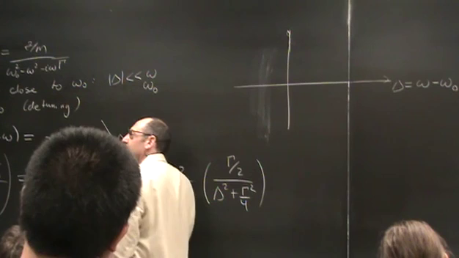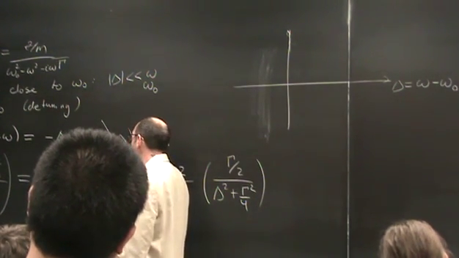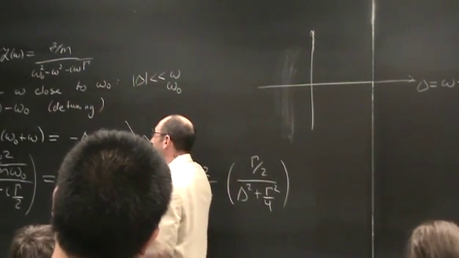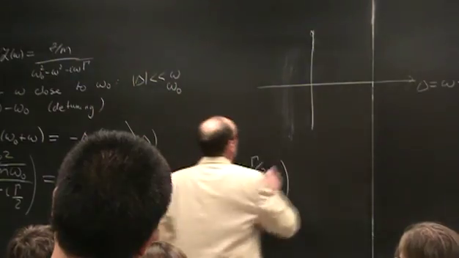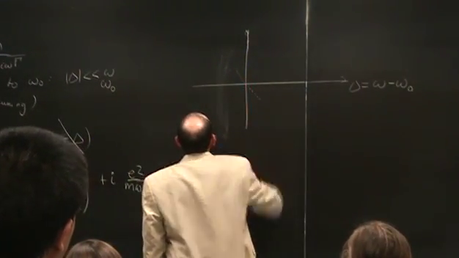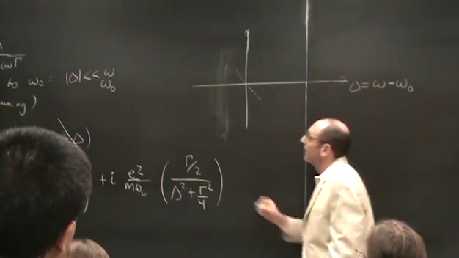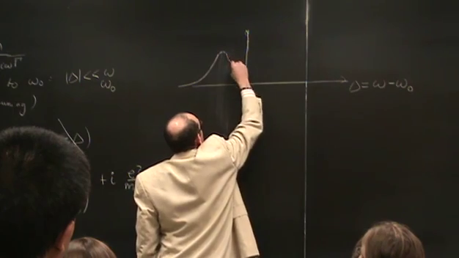I'm sorry, that's the other way. For delta big, this goes like 1 over delta. When delta is small, I can neglect that, it goes like delta, and I have this minus sign on the front. So what this looks like, the real part, is linear with a negative slope in the small region, and then it falls off like 1 over delta.